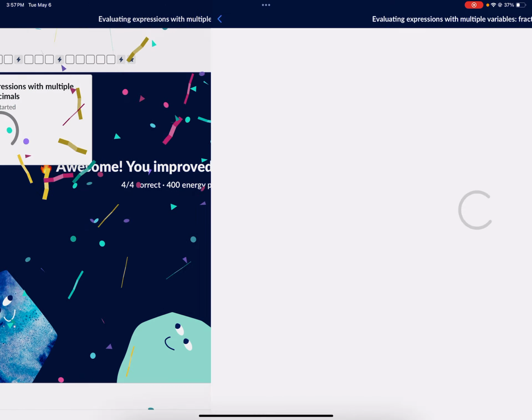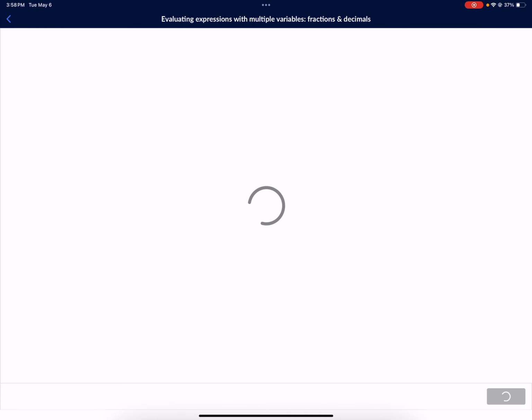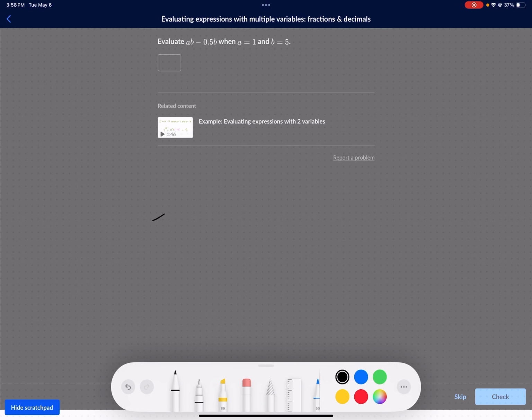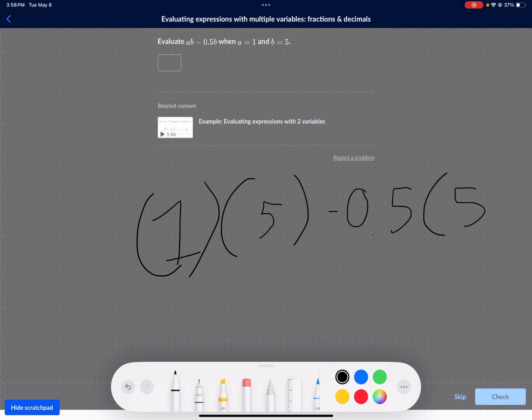Okay, let's go ahead and move on to our next one. Evaluating expressions with multiple variables, fractions, and decimals. Evaluate ab minus 0.5b when a is 1 and b is 5. So we're plugging and chugging again. We have 1, we have 5, we have 0.5, and then we have 5. So we have 1 times 5 is 5 minus 0.5 times 5. I'll give you guys a little time because I know it's not usual to multiply decimals.